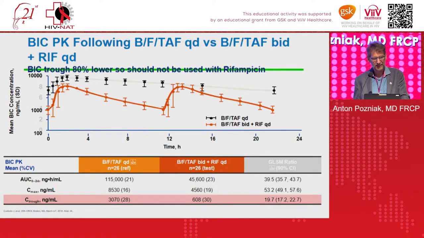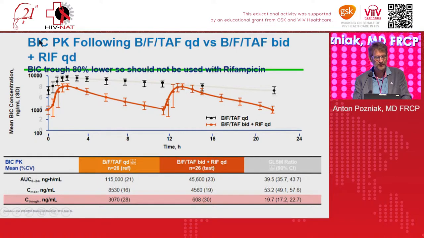Now, what about bictegravir? Well, there's 2 problems with bictegravir. The first problem is you can't give it. It goes down far too much. When you give the rifampicin, you can see here's bictegravir in the black on its own, and here's what happens. Look at the troughs, they go right down, so you can't really give that.